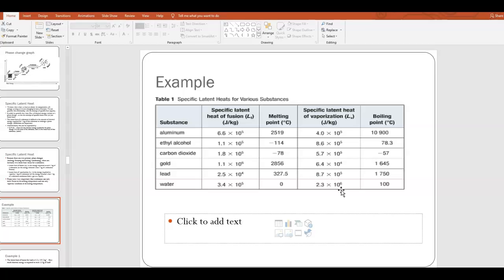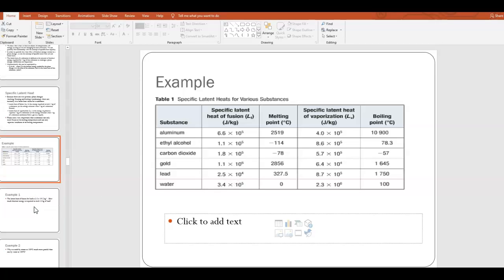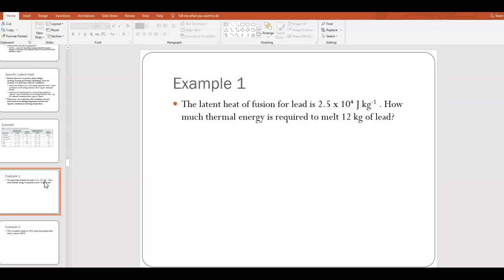Okay, so in other words, it takes way more heat to turn water into steam than it does to turn ice into water. And finally, we're just going to do some basic examples, and we'll get to the more complicated examples in the next video. Okay, but just really quickly, the latent heat of fusion for lead is 2.5 times 10 to the 4 joules per kilogram. How much thermal energy is required to melt 12 kilograms of lead?